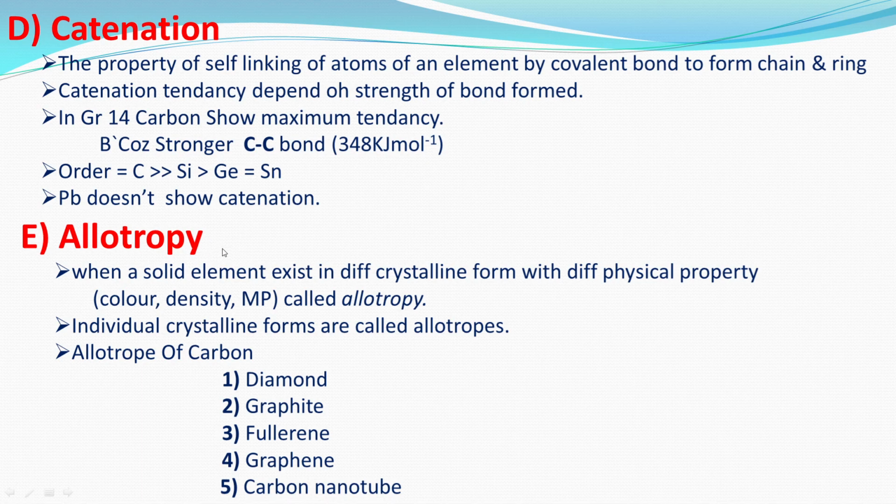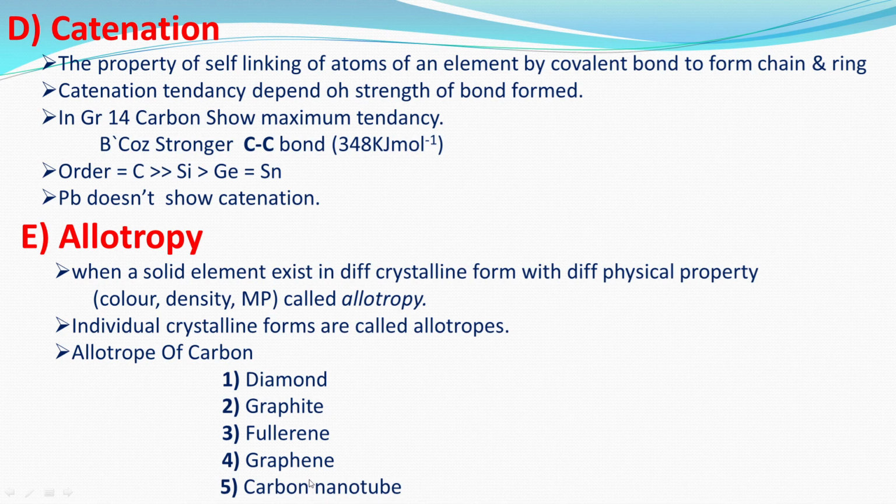Then what is allotropy? When a solid element exists in different crystalline forms with different physical properties like color, density, and melting point, it is called allotropy, while the individual crystalline forms are called allotropes. Some allotropes of carbon are diamond, graphite, fullerene, graphene, and carbon nanotube. One by one we discuss the allotropes of carbon.